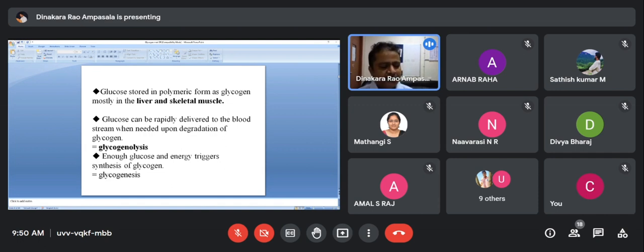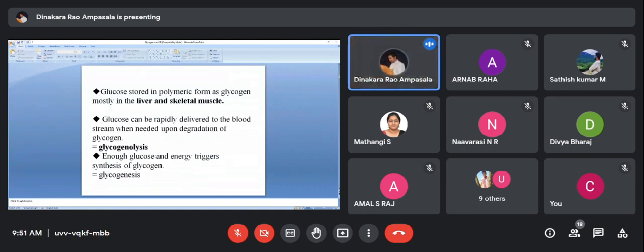So rapidly you can get lots of free glucose molecules when glucose is required from the glycogen. That process, the removal of glucose from glycogen, is called glycogenolysis. And when high levels of carbohydrate, meaning glucose, are present inside the cell, the free glucose will be converted into a polymer. That process we call glycogenesis.